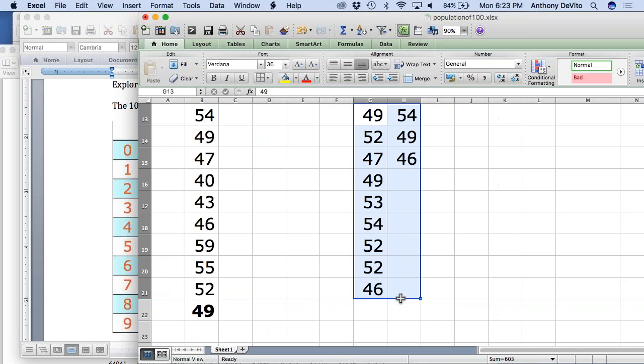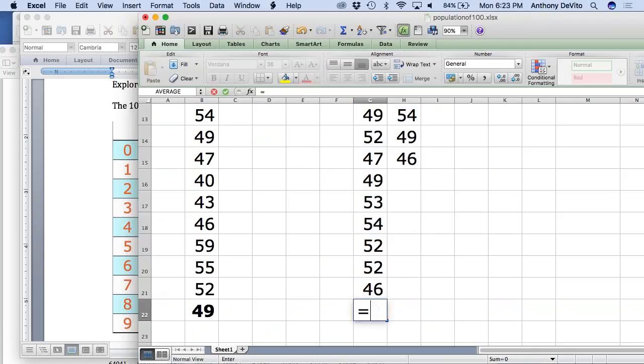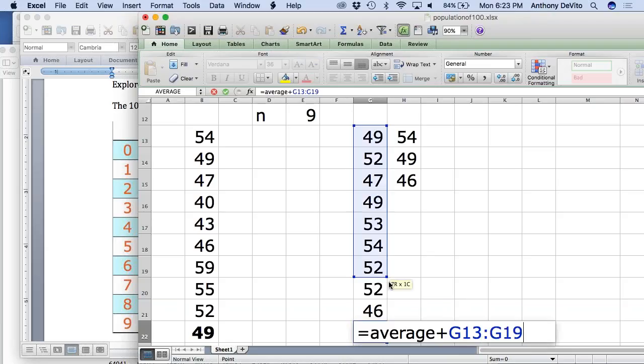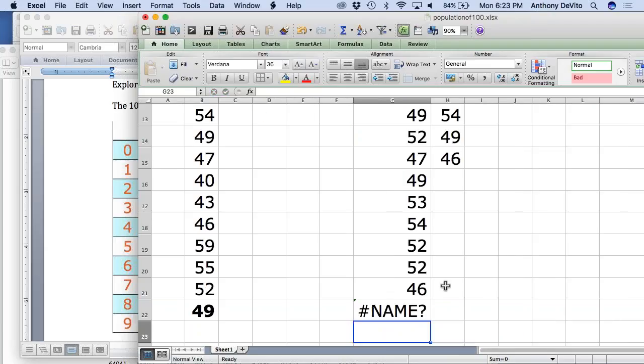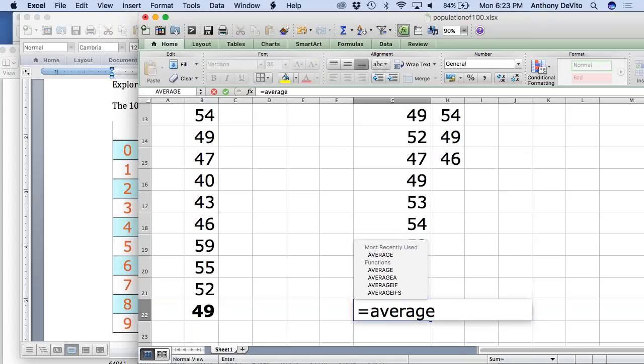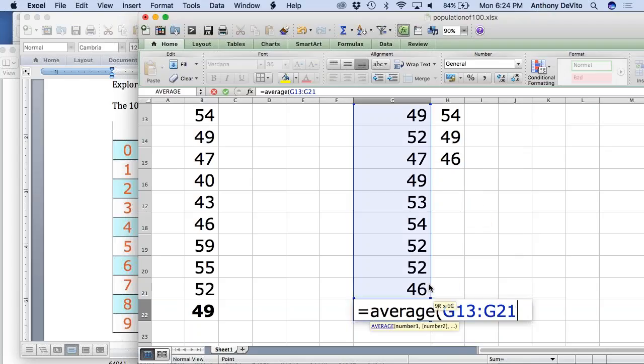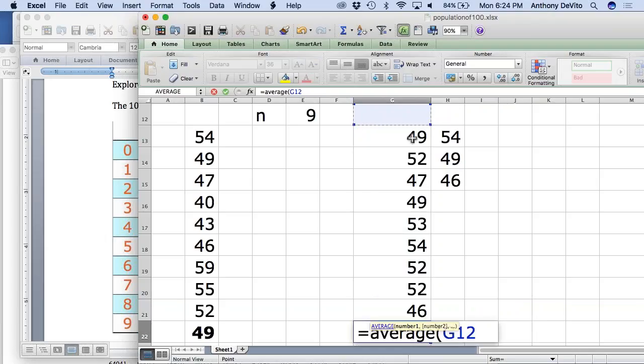Okay, so let's actually calculate the mean here. So the mean is equal to the average of all of these values. And it comes out to, average, parentheses. My keyboard's a little sticky here. Come on. Okay, let me try this again.